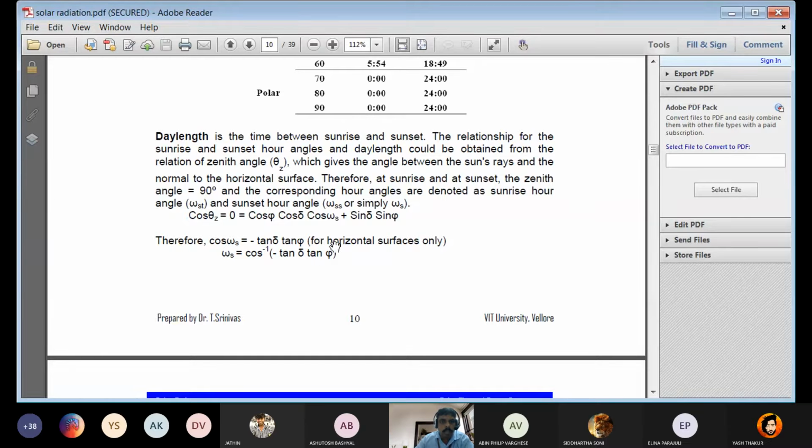Okay, estimation of solar radiation depends upon how much time the solar radiation is available on Earth. So solar radiation will be available for varying times at different locations. So that is a function of declination angle delta and latitude phi. So that is given by this relation. So this relation also you take into your notebook.